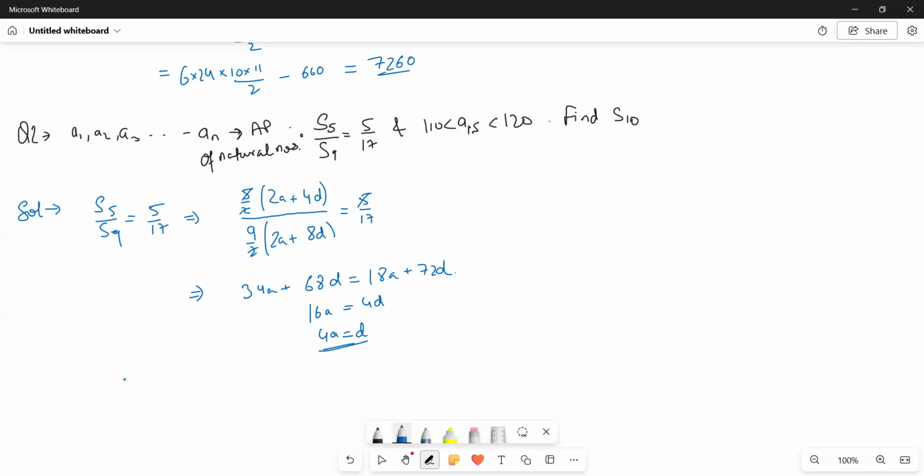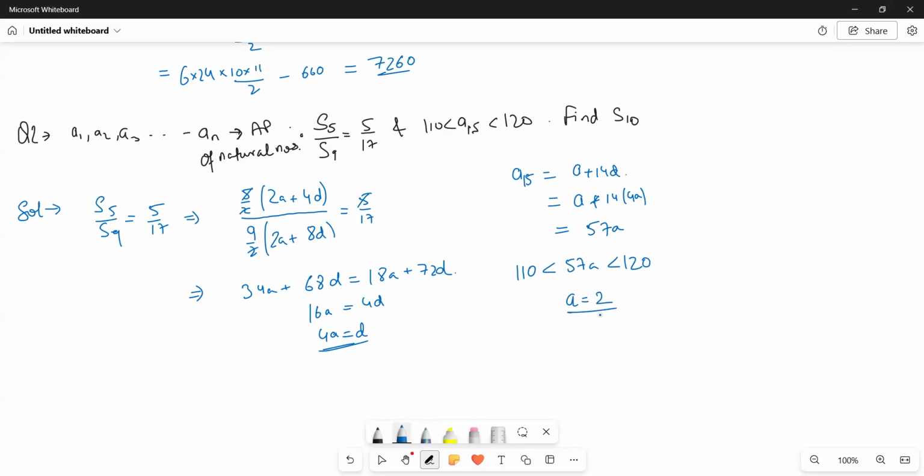Now we look at A15. So it is given that A15 would be A plus 14D, right? But D is equal to 4A. So this will be A plus 14 into 4A. 14 into 4, 56. 56 plus 1, 57A. And it is said that it lies between 110 and 120. So 57A lies between 110 to 120. So in that case, what can A be?